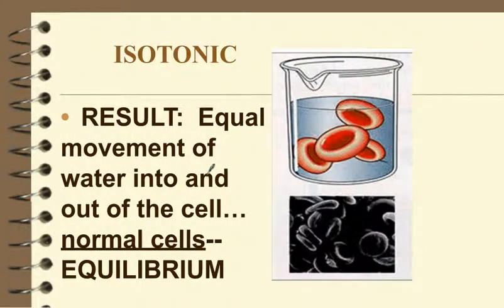This means that the molecules will go in and out of our cells at equilibrium. So the key word for isotonic is that the cell is at equilibrium. This is what our cells want. They want to be at equilibrium. They want the concentration on the inside of the cell to be the same as the outside of the cell.